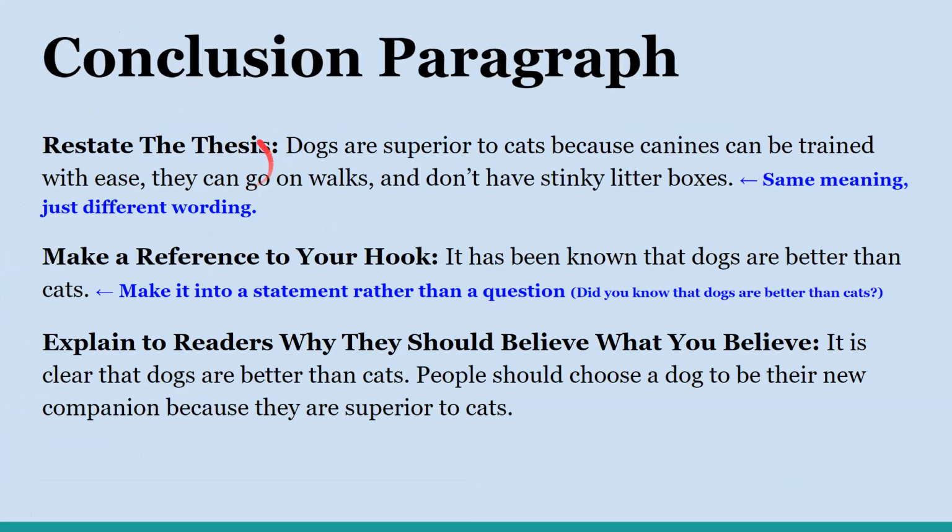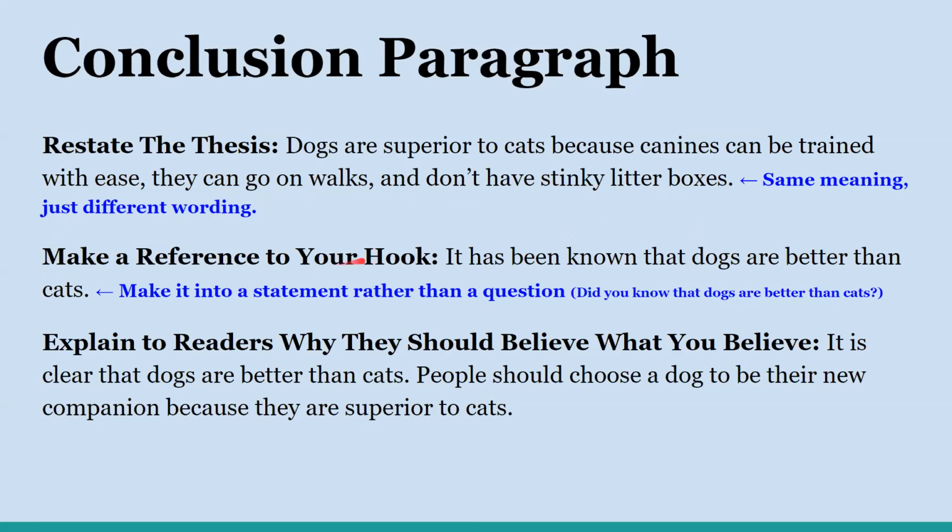So restate the thesis is first. So dogs are superior to cats because canines can be trained with ease. They can go on walks and don't have stinky litter boxes. So it has the same meaning as our first thesis, but just with different wording.